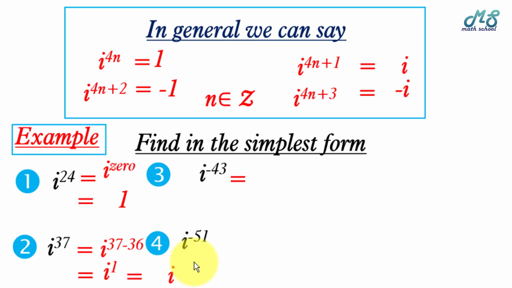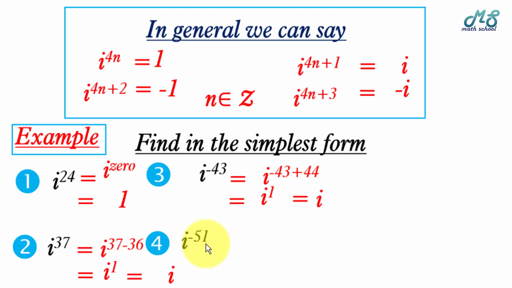In the same way, i to the power negative 43, just multiply it by 1. We can write 1 as i to the power of a number that is divisible by 4. What is the closest number to 43 that is divisible by 4? You have to find a number greater than 43 and make it positive. It will be 44. Now we can write i to the power negative 43 as i to the power negative 43 plus 44. Negative 43 plus 44 equals what? Equals 1. Now i to the power negative 43 equals i to the power 1, which equals i.